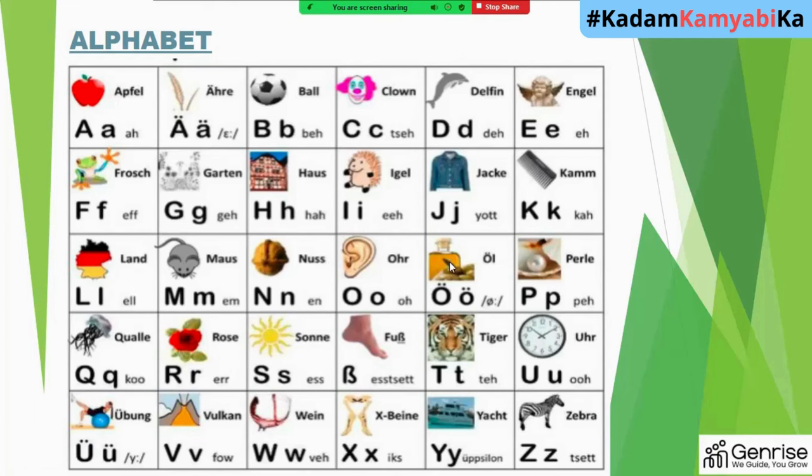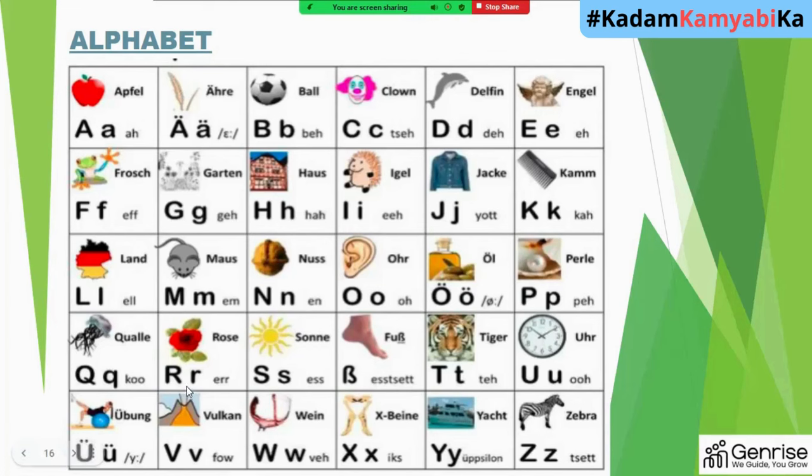O, or. That means one ear. On the other hand, O with umlaut is ol. P, parlor. Q, this is not Q, this is Q sound. So, koala. Koala is a jellyfish.